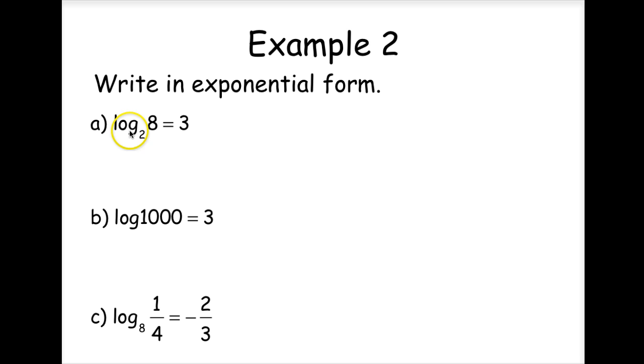Now let's write logarithms into exponential form. So we're going to go back the other direction. So 2 to the third power is equal to 8. What is our base on this one? You remember? Good. 10 to the third power is equal to 1,000. And on this one, 8 to the power of -2/3 is equal to 1/4.